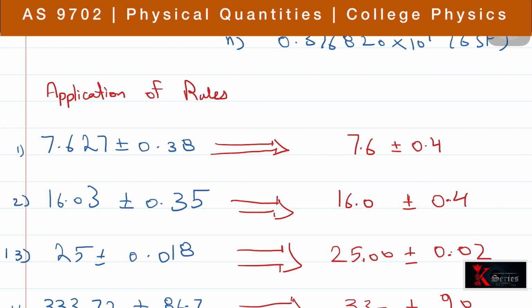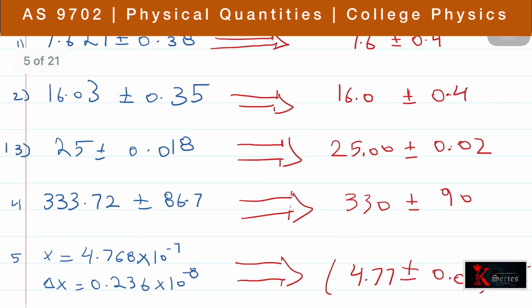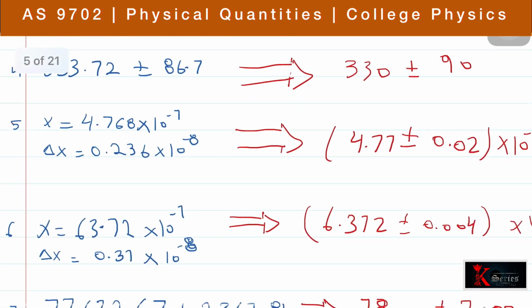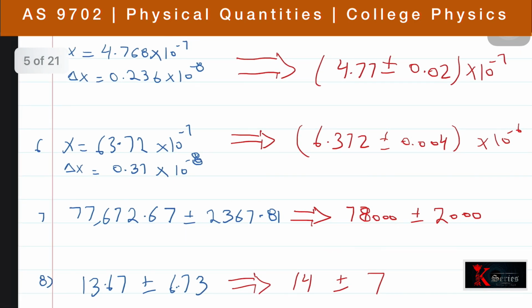The same goes for the subsequent values that are written over here. So after 1 we're going to come to 7, and in 7 we can see that it is 672.67 plus minus 2367.81. When we're writing the absolute error, it should be correct to one significant figure only. So we'll write it as 2000 instead of 2367.81. Since it's correct to one significant figure, it's going to become 2000.